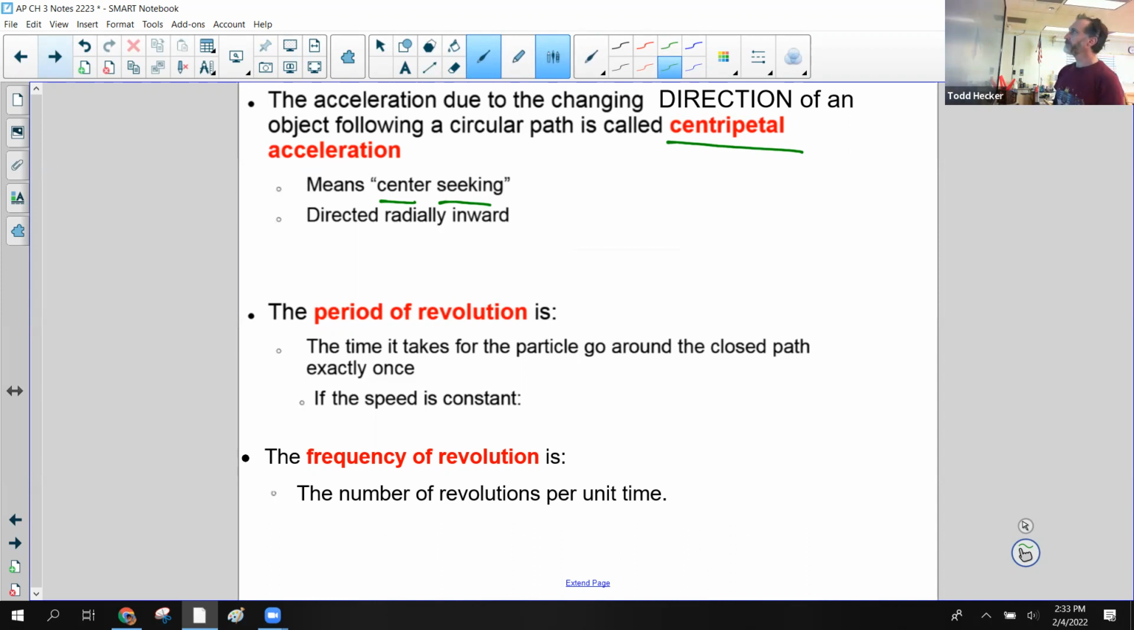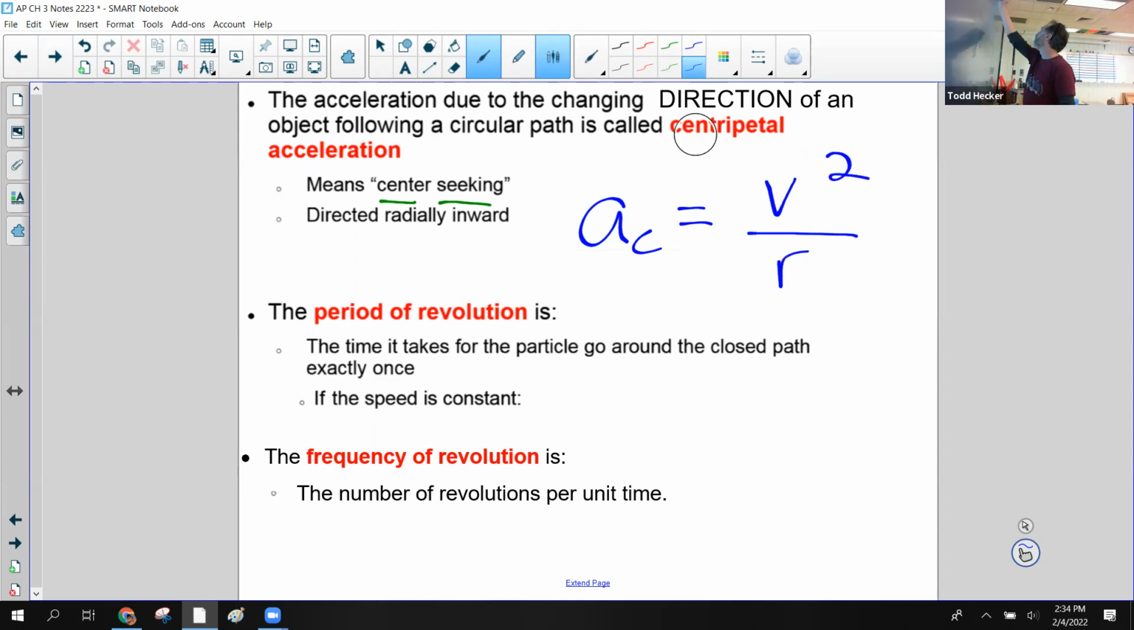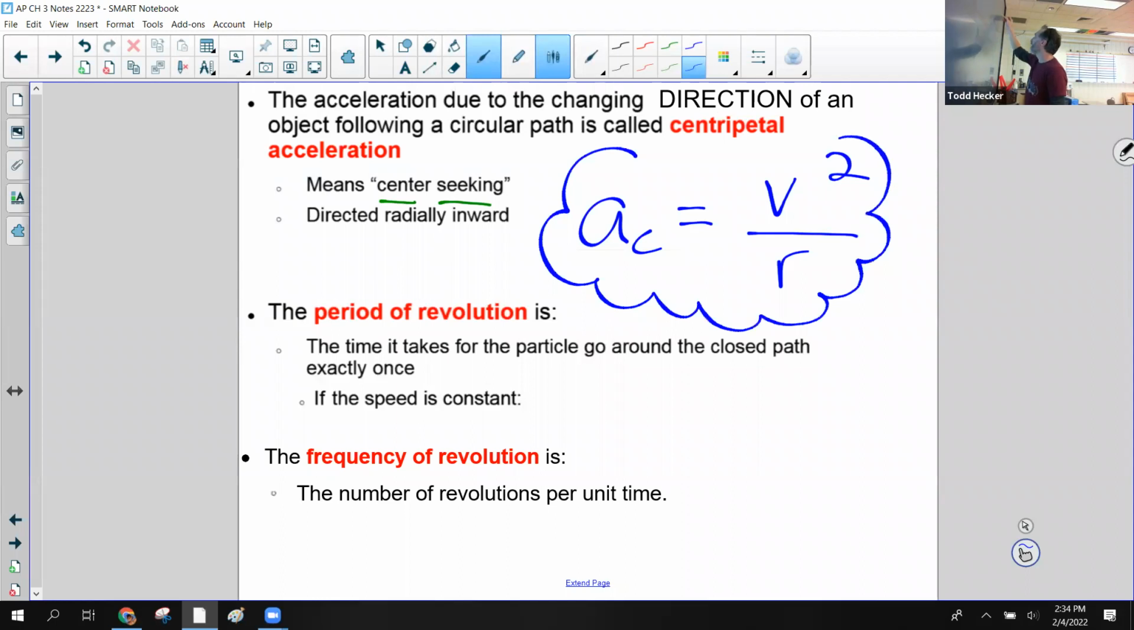So this space here is all intended for me to give you some equations. How do you calculate centripetal acceleration? It turns out centripetal acceleration is calculated by taking the magnitude of the velocity squared and dividing it by the radius. Please notice this equation only gives us the size of the centripetal acceleration. The direction is inwards towards the center of the circle, in the opposite direction of the radius vector.